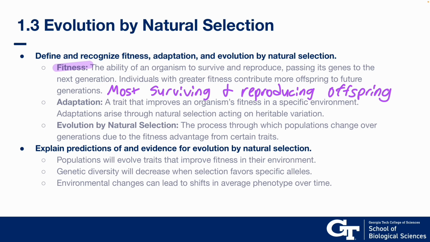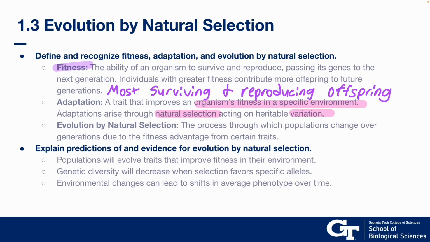So again, just thinking about what makes the most offspring, what carries on those genes the furthest in time, that's the most fit. Okay, so survival of the fittest, that's where that comes from. Adaptations. So adaptations in an evolutionary sense refer to something that improves an organism's fitness in a specific environment. So how they happen is that natural selection, a pressure, is going to select for a trait that acts on some variation in a population.